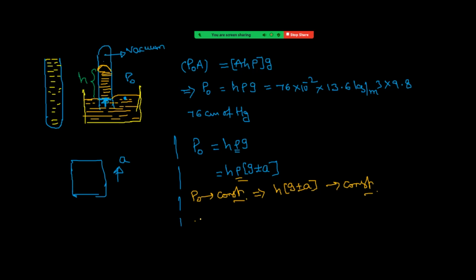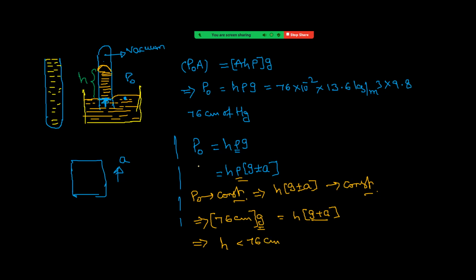In the first case, the lift was at rest. In the place of H, it is given 76 centimeter. Rest means it is only g. So H into g. Now it is having acceleration upwards, so it is H into (g plus a). So I have taken H1 g1 is equal to H2 g2. From this we can say clearly this is g, this is g plus a. That means H must be less than 76.